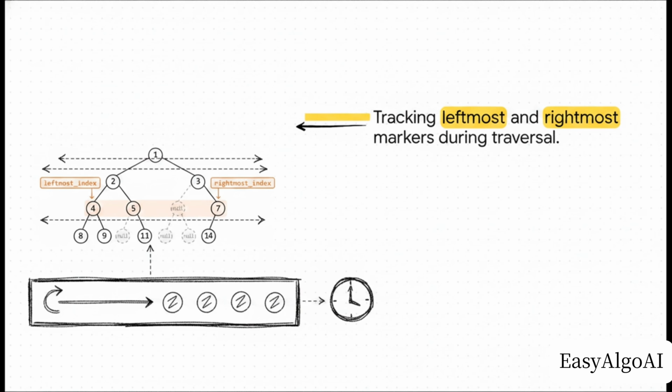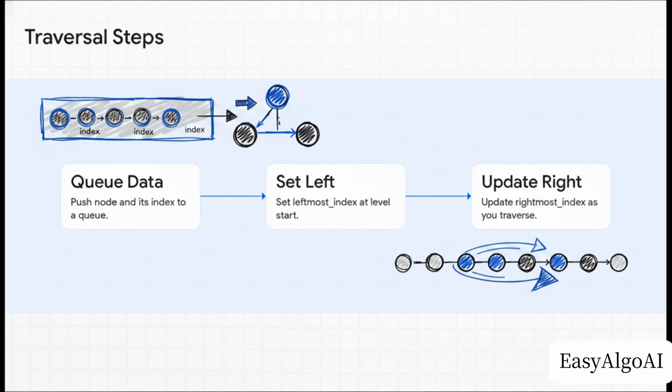Well, we need a way to visit these nodes level by level. We do this using a classic level order traversal. This uses a queue, just a simple first in, first out line, to sweep horizontally across the tree, level by level, left to right. We simply keep track of our leftmost and rightmost index markers for whichever level we happen to be sweeping across. Here is exactly how the mechanics unfold.